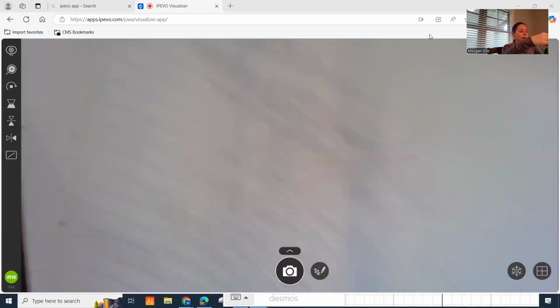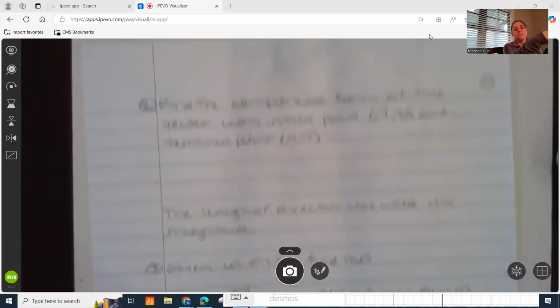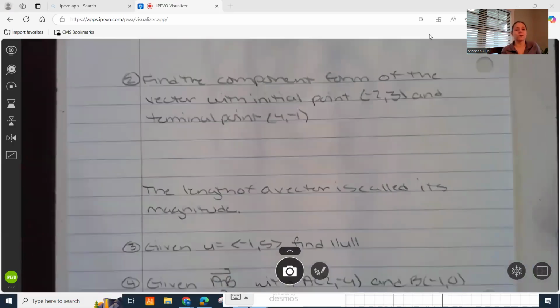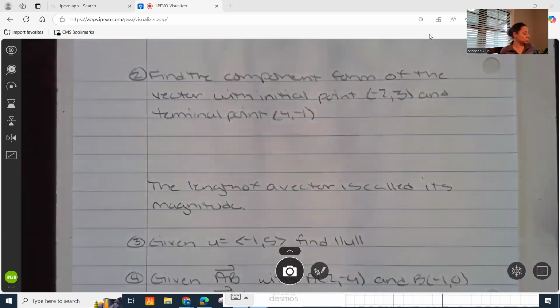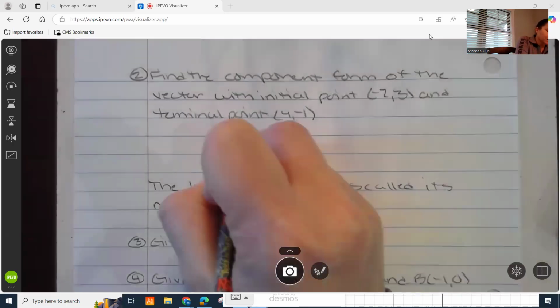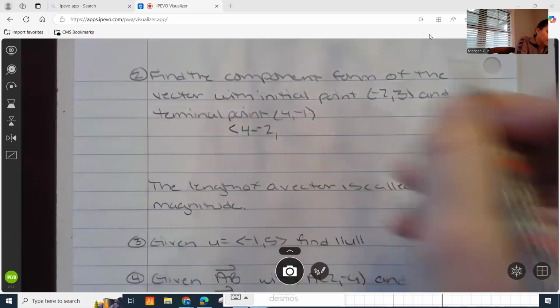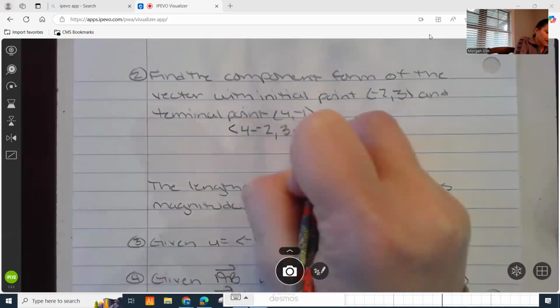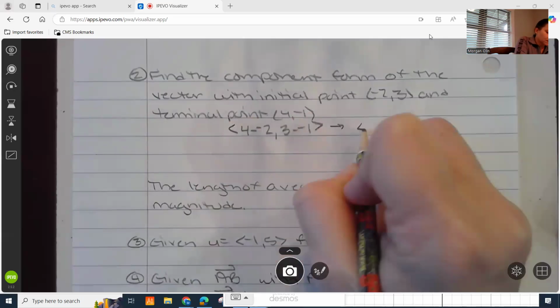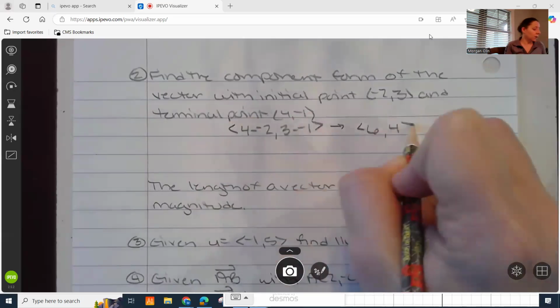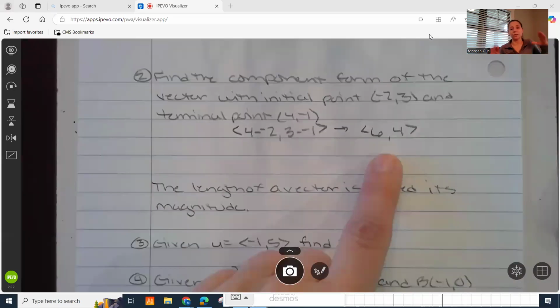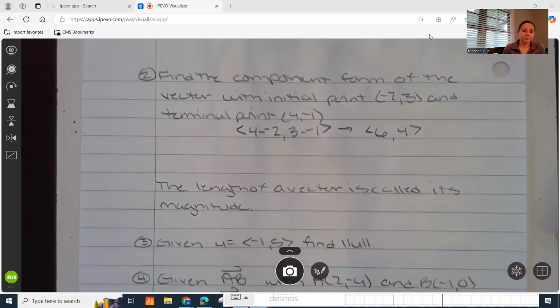All right, moving right along. Find the component form of the vector with an initial point (-2, 3) and a terminal point (4, -1). So here's our terminal, here's our initial, we're doing the same thing. So it's 4 minus -2 and 3 minus -1, and so I end up with ⟨6, 4⟩. And this would be the component form with these angle brackets on the side.